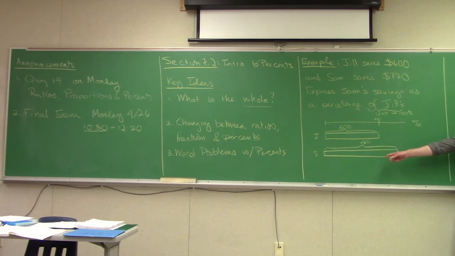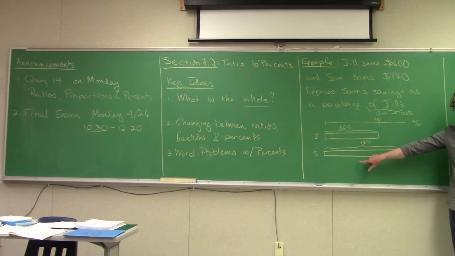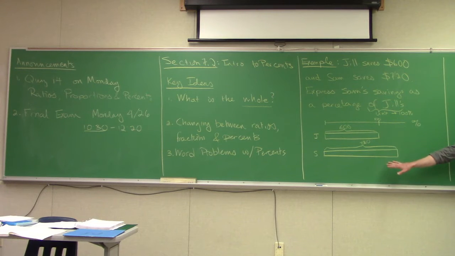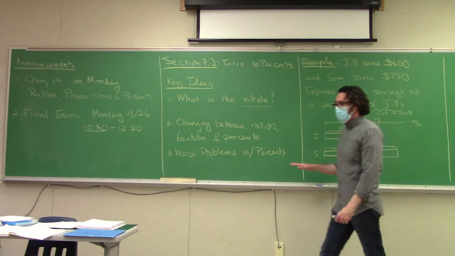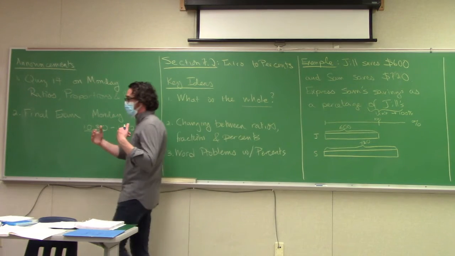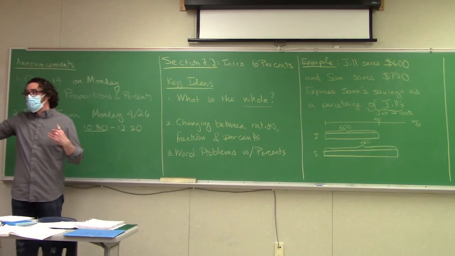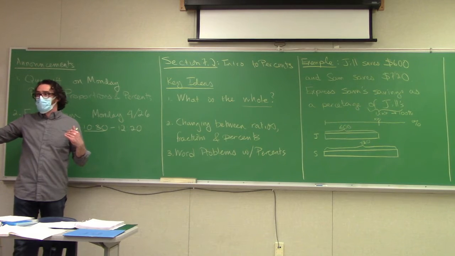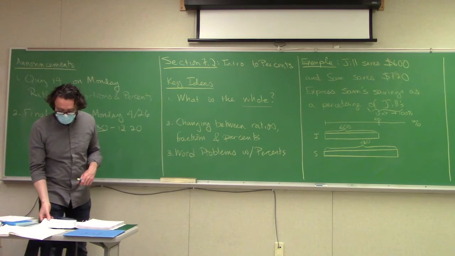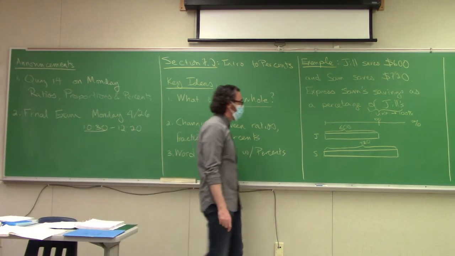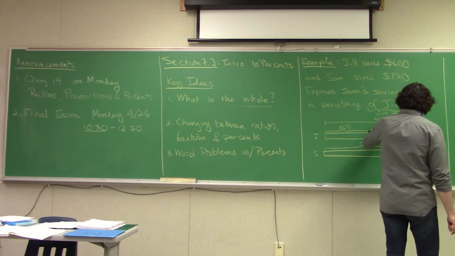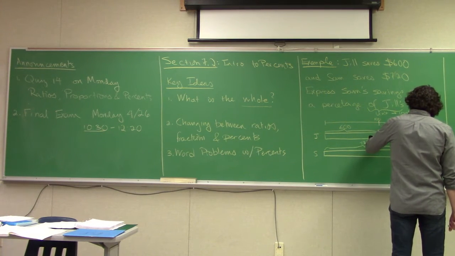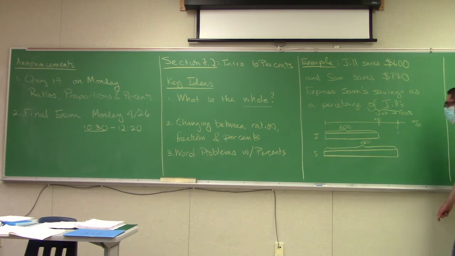Okay, so if we're talking about as a percentage of Jill's salary, since Sam has more, she's going to have more than 100%. Okay? When you have more than 100%, that represents you have everything they have plus you have extra. So that's what we're going to be doing here. So the question we're trying to find is, what's that? There's our question mark.